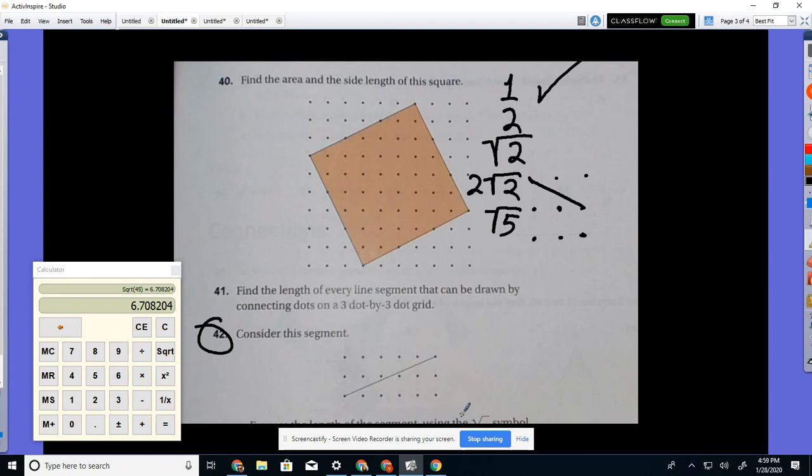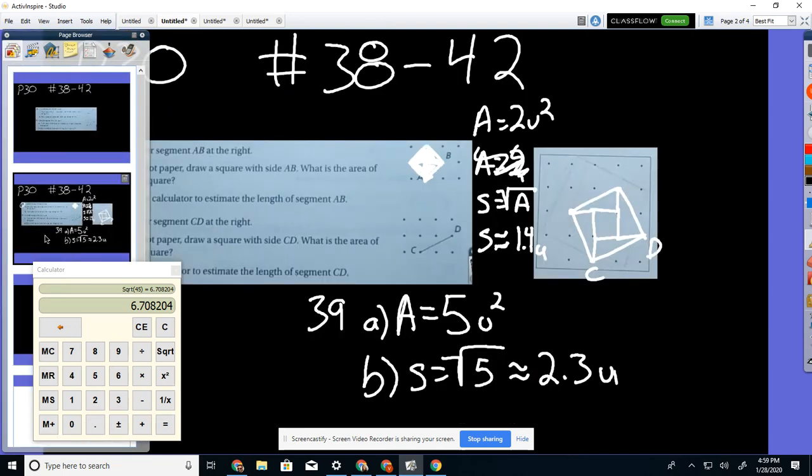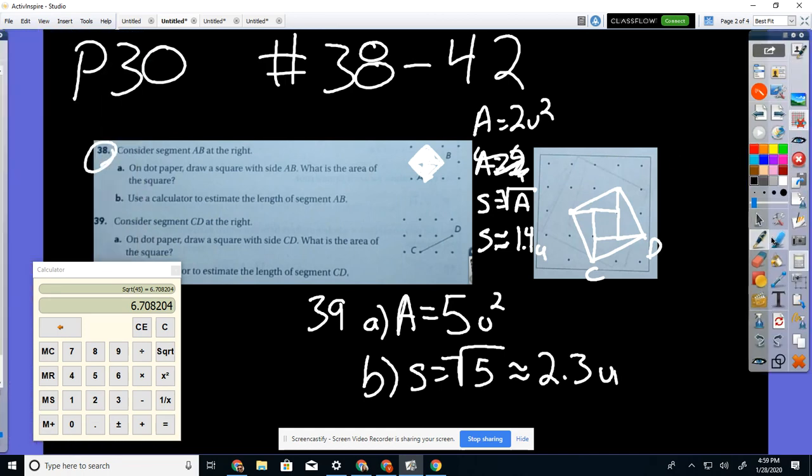Oof. I'm not a fan of 42. Let's see. This is a tough one. You're going to need dot paper for this one. So let me switch back over to my dot paper and steal it. And I don't think this dot paper is going to be enough.